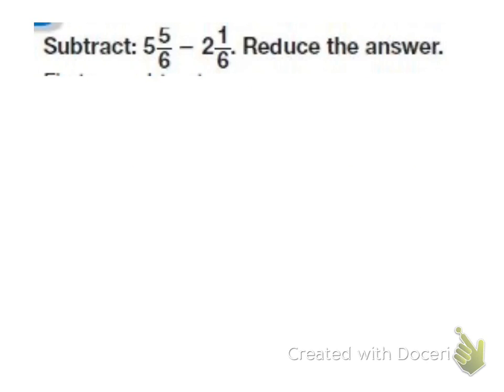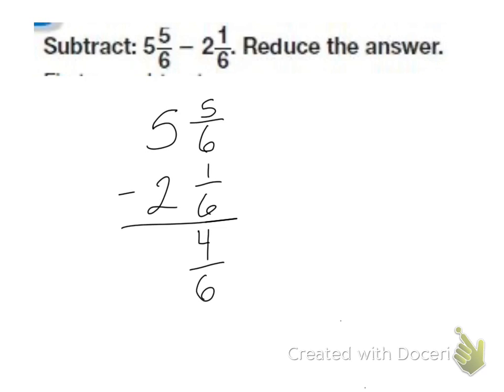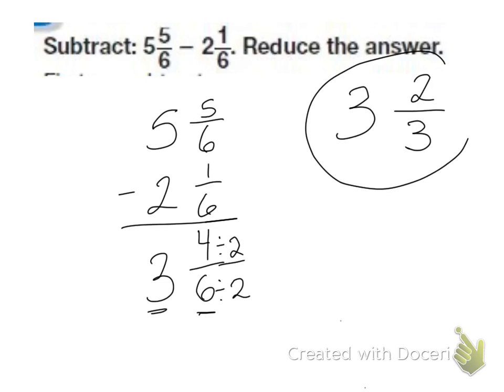Okay, all right, let's subtract 5 and 5/6 minus 2 and 1/6. So, and then reduce the answer. So we have 5 and 5/6 minus 2 and 1/6. 5/6 minus 1/6 is 4/6, and 5 minus 2 is 3. So I can't reduce the whole number, so the whole number is going to stay the same, but I can reduce the fraction. So I can divide both the 4 and the 6 by 2. So 4 divided by 2 is 2, and 6 divided by 2 is 3. So my answer is going to be 3 and 2/3.